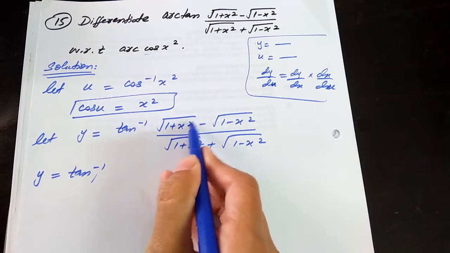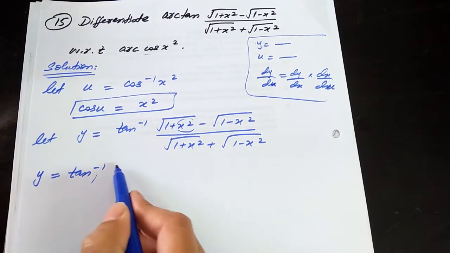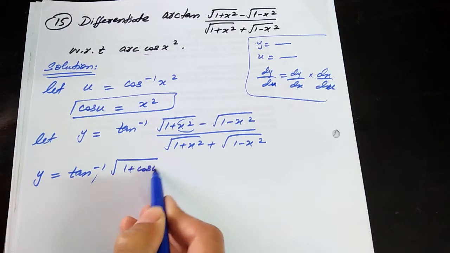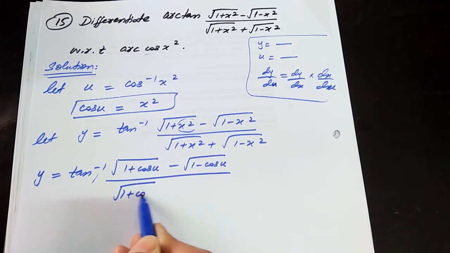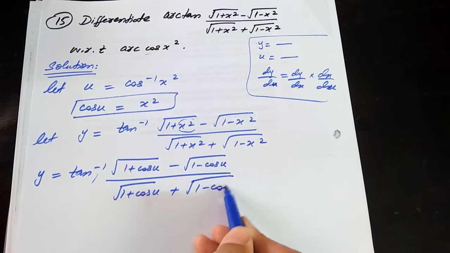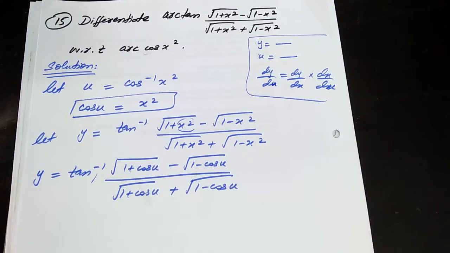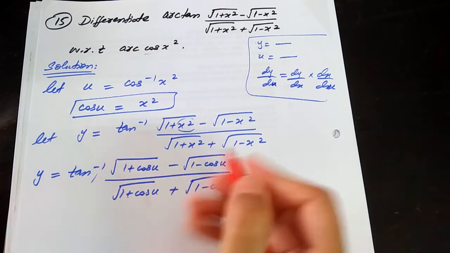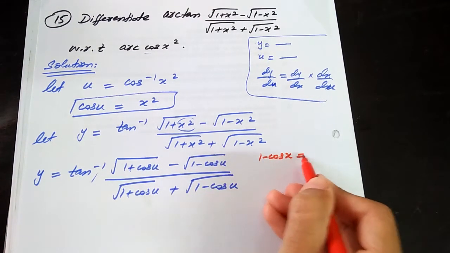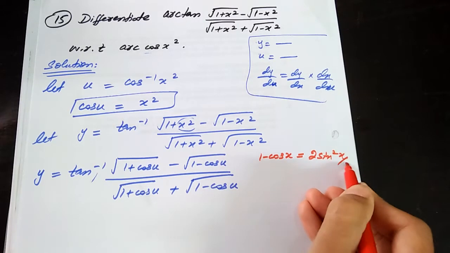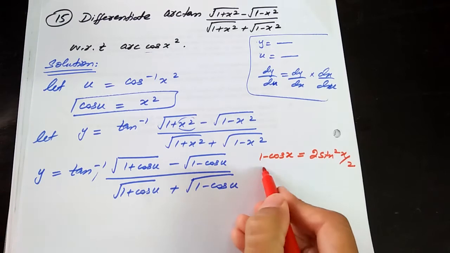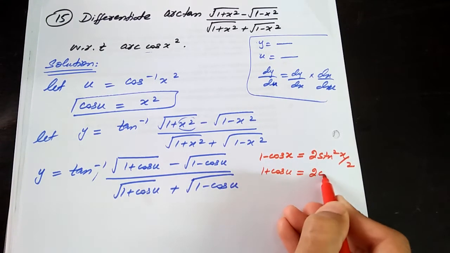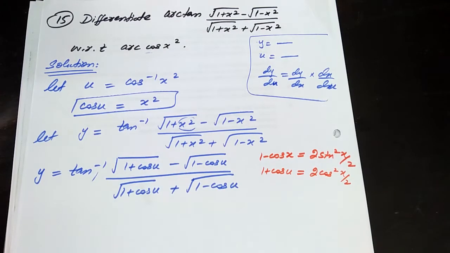Now this is 1 plus x square, and x square, you know, is equal to cos of u. So you can write it like under root 1 plus cos of u minus under root 1 minus cos of u divided by under root 1 plus cos of u plus under root 1 minus cos of u. Now here I will use an identity. And what is that identity? You know that 1 minus cos of x equals 2 sine square x by 2. This is a half angle identity. So just replace these terms with it, and 1 plus cos of x equals 2 cos square x by 2. Use these identities here.